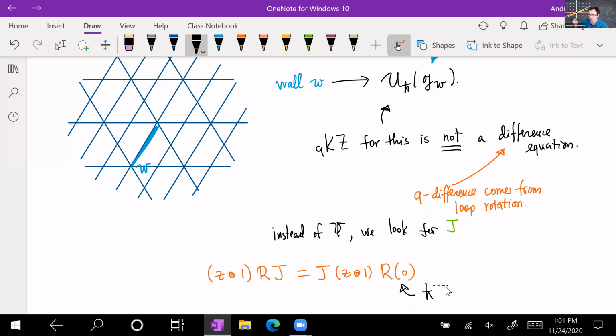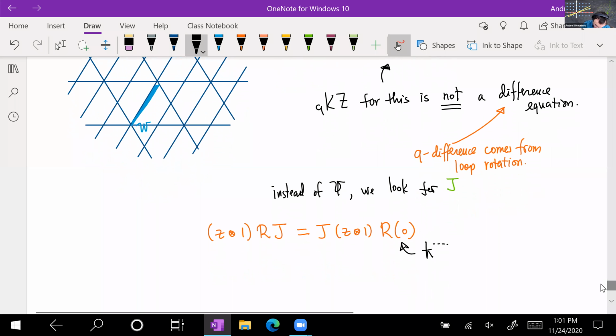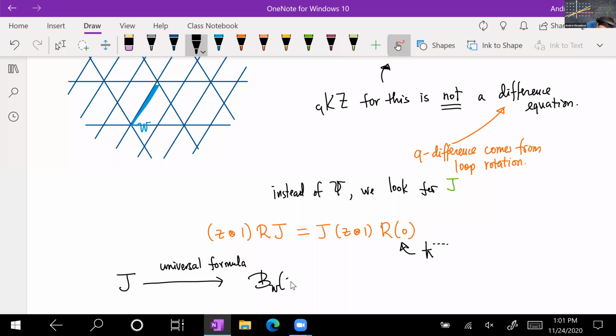So like I said, the R matrix formally has a spectral variable, but that spectral variable can be scaled away. So this becomes just the diagonal part. This is the diagonal part of the R matrix. And then from this J, so J depends on that, you write something universal, by a universal formula. You write some expression BW of Z. This is called dynamical reflection.